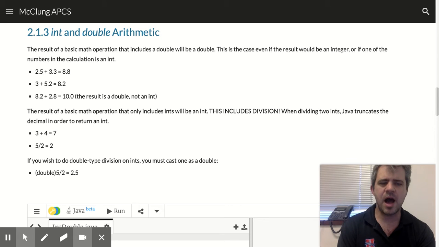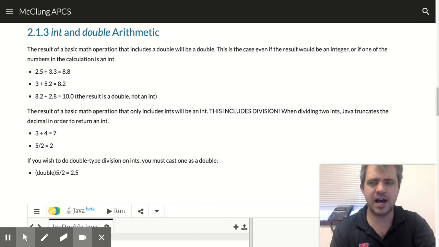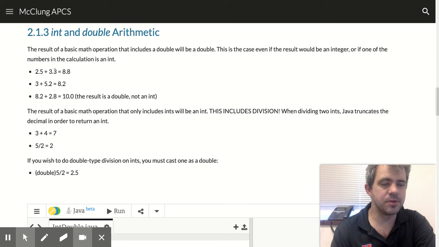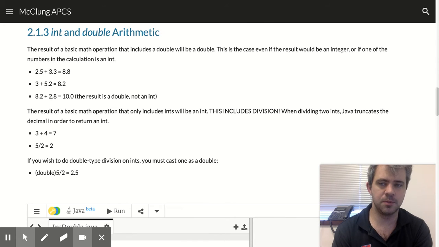All right, let's talk a little bit about how arithmetic works with ints and doubles. Now, with doubles, math works about how you would expect. If you add two doubles together, you're going to get a double. If you add an int and a double, the result is also going to be a double.